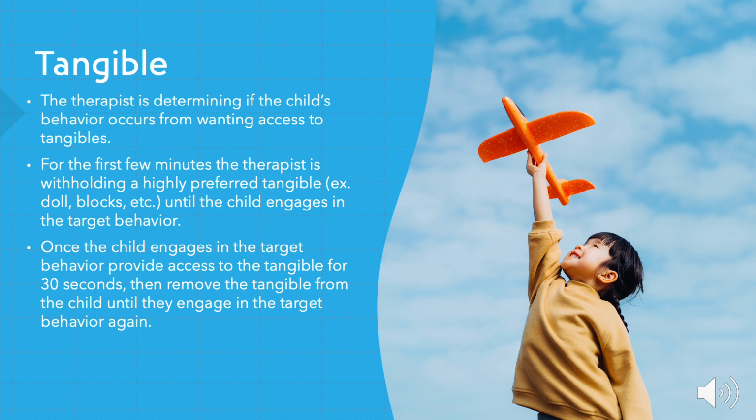An example for the tangible condition is the therapist is holding the doll, the child starts kicking the therapist, then the therapist provides the doll to the child for 30 seconds, then removes the doll again until the child kicks again.